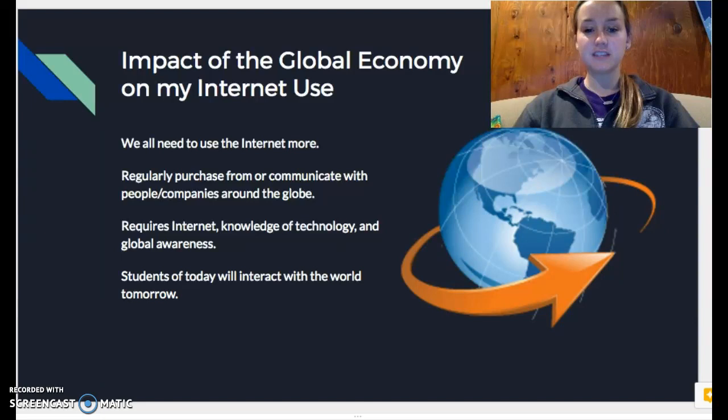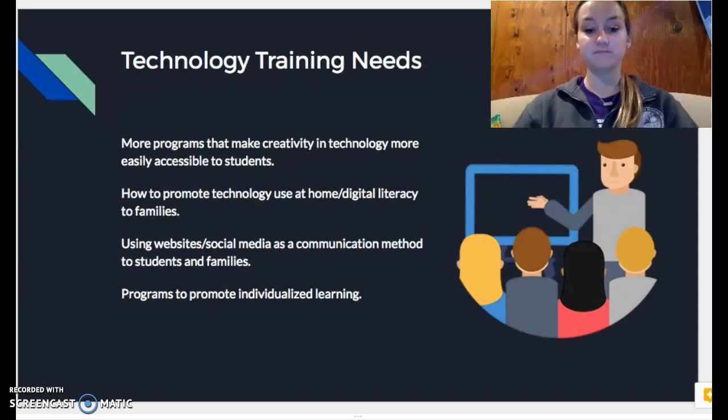So I said that students of today are going to interact with this world tomorrow. We need to make sure that they are also prepared for this technology use, but also this global awareness piece, which is something that I listed in the hard skills that they will need for the future.